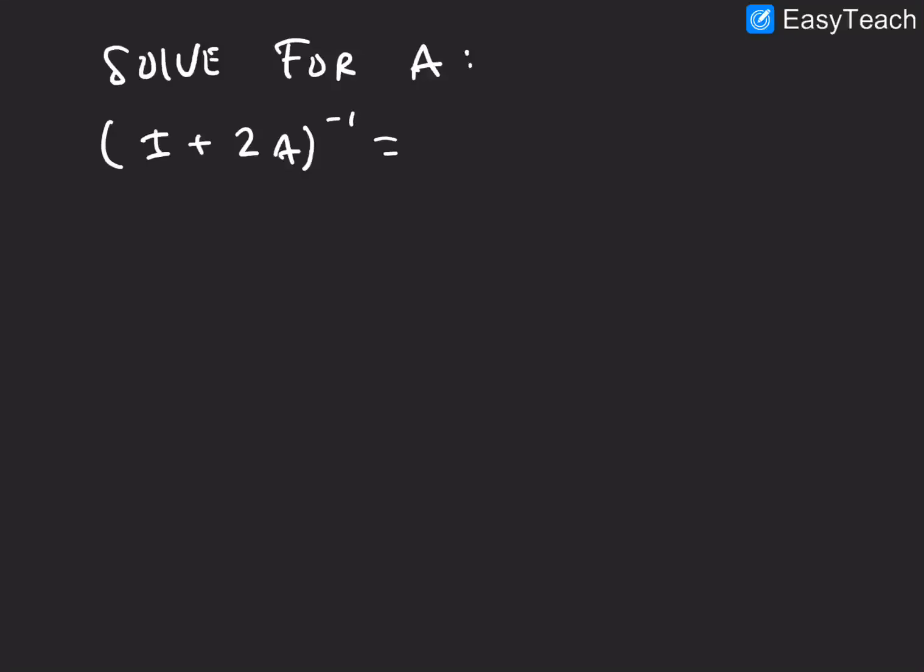So let's move on to an exercise that I find very fun. Basically, we're going to be solving for A. And let me give you the problem because it looks pretty interesting. Boom. So we have the identity matrix plus 2A, and that's the inverse, equals this matrix negative 1, 2, 4, 5. So we want to know, what does A equal?